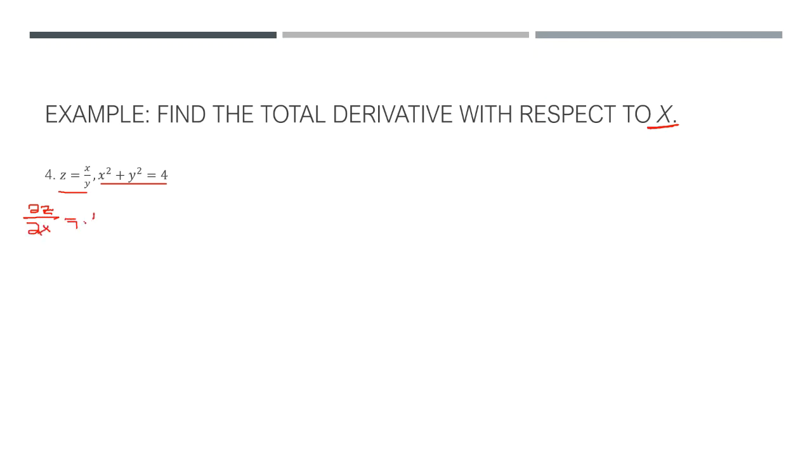to 1 over y, because x is the variable, 1 over y is constant. Derivative of x is just 1. So 1 times 1 over y is just 1 over y. Next is the partial derivative of z with respect to y.